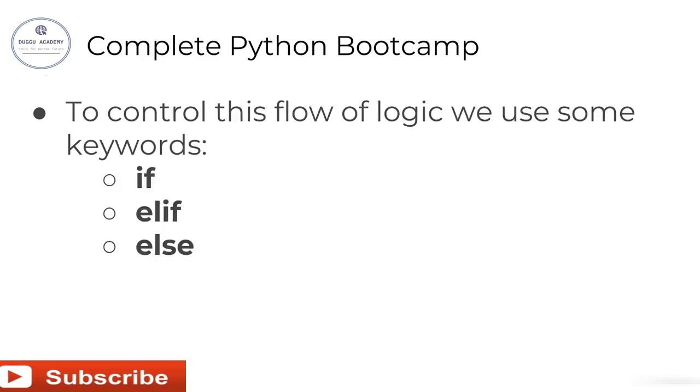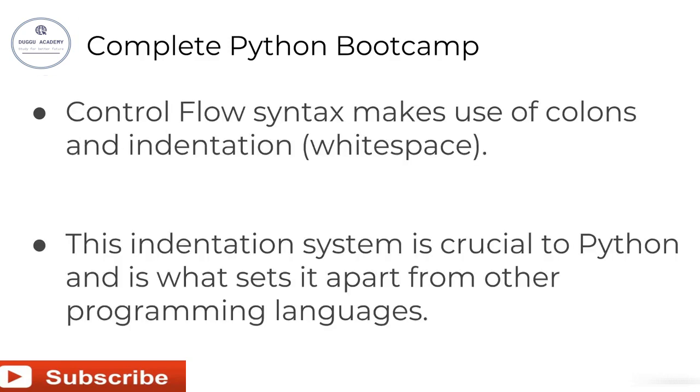So in order to control this flow of logic, we use some keywords. And the keywords we're going to be introducing in this lecture are if, elif, and else. So let's see the syntax for these three keywords. In order to understand the syntax, we have to understand that control flow syntax in Python makes use of colons and indentation, otherwise known as whitespace. And this indentation system is absolutely crucial to Python, and it's really what sets it apart from other programming languages. This use of whitespace and indentation allows Python code to be easily readable and very quick to prototype.